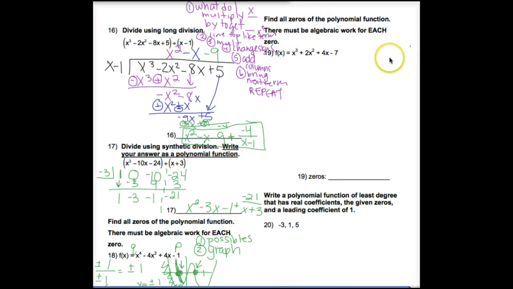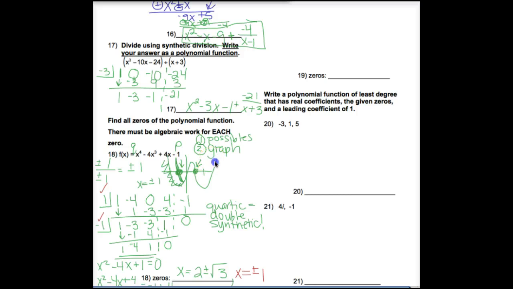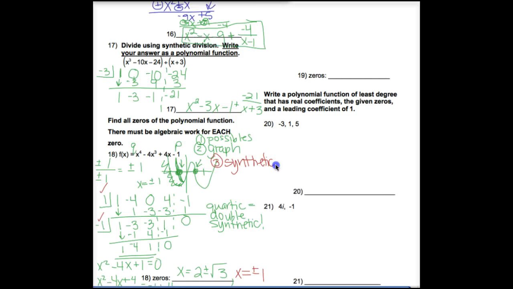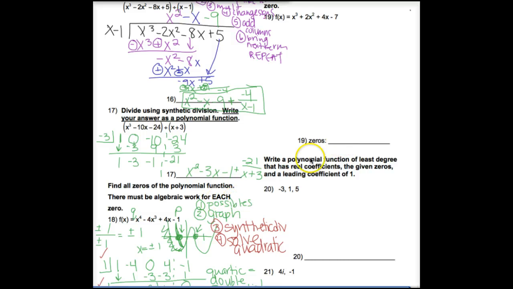Next, 19, same exact thing, different equation. List my possibles. Oops, I forgot to write out the rest of the steps here. Guess I might as well do that. So step 3, remember, was synthetic division. And then step 4 is to solve the quadratic. Okay, so step 1, possibles.